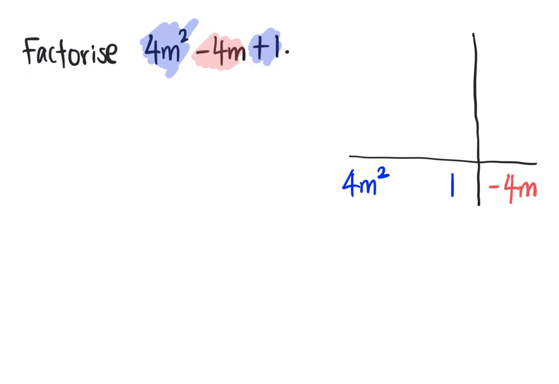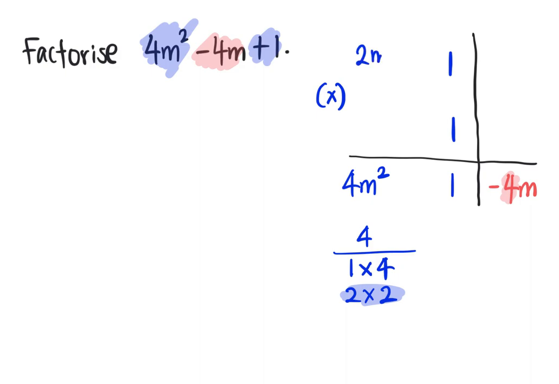So, now is to look at the 4m squared. For the 4, I can have 1 times 4, 2 times 2, and for 1 is only 1 times 1. So this is pretty straightforward already. Now, I need to consider which pair of factors, either 1 and 4, 2 and 2, will give me 4 when I add or minus them. Yep, we should consider this. So 2m times 2m.